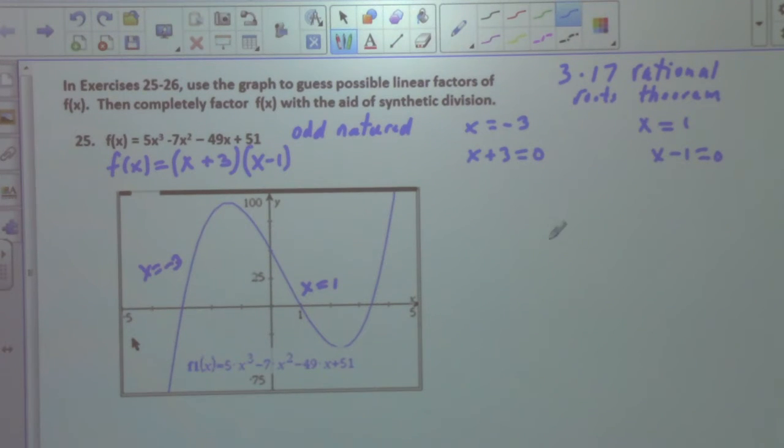It says use synthetic division. How do we use synthetic division to test, to completely factor with the aid of synthetic division? You set it up and work it. How do we do that? You do a little bracket, and you put the 5, the -7, -49, and then 51.